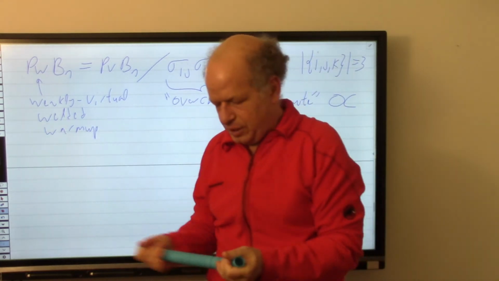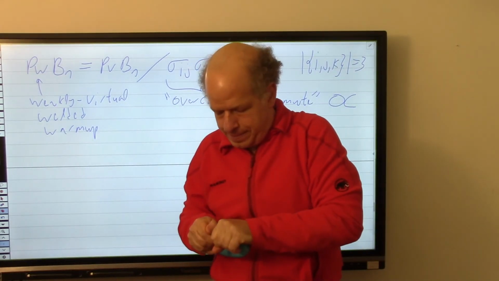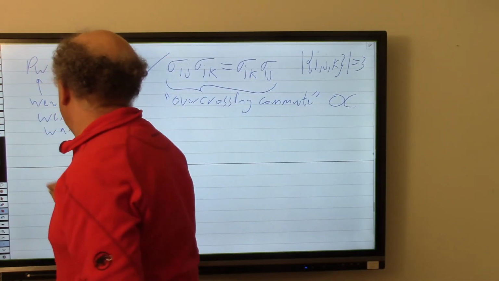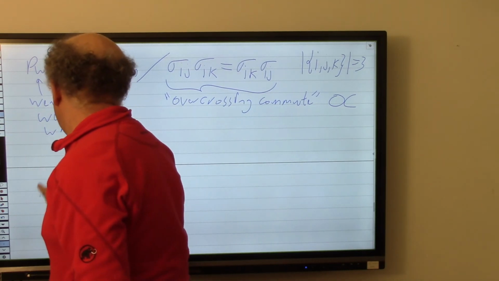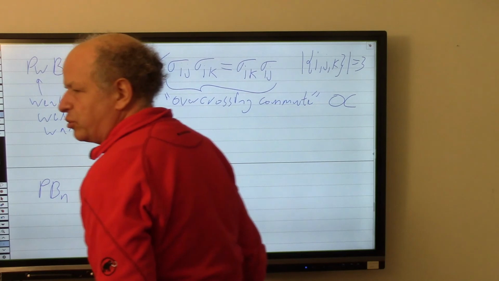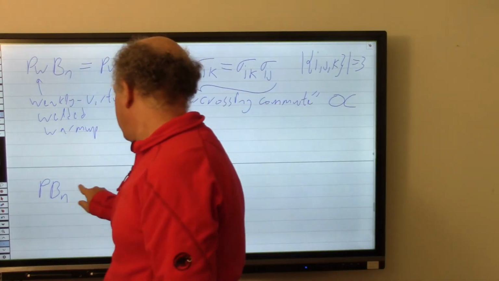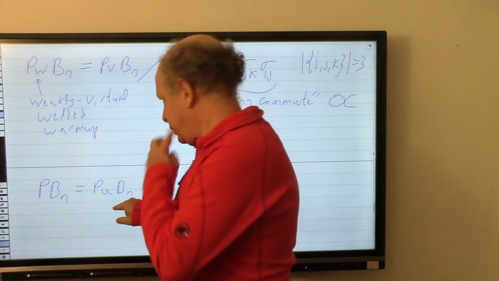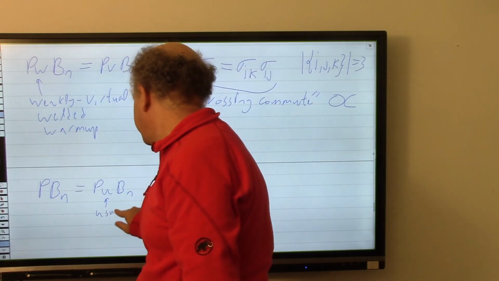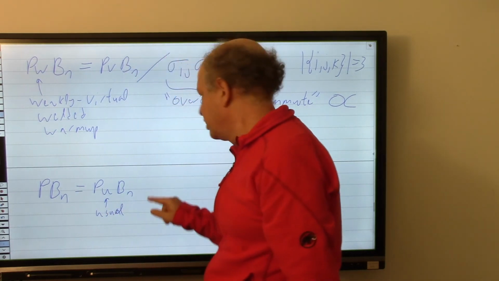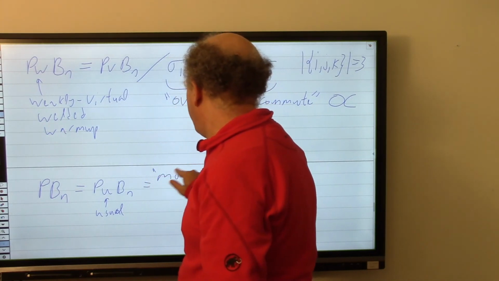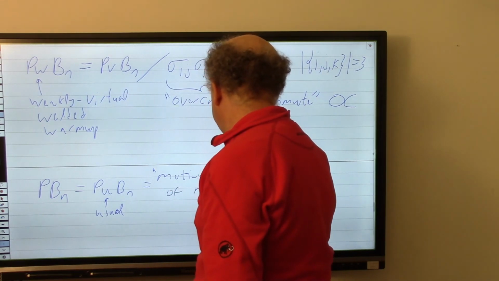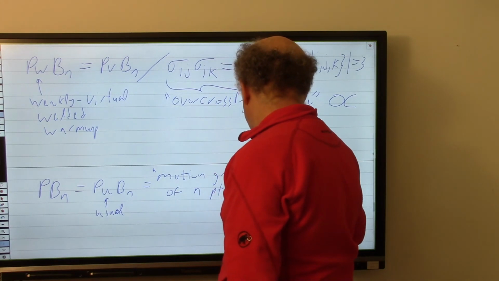So, you see, the pure braid group on n strands, also sometimes called the pure usual braid group on n strands, is really the motion group of n points in R2.